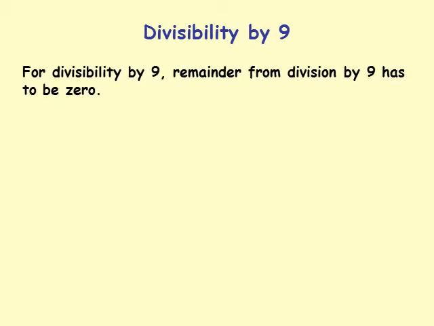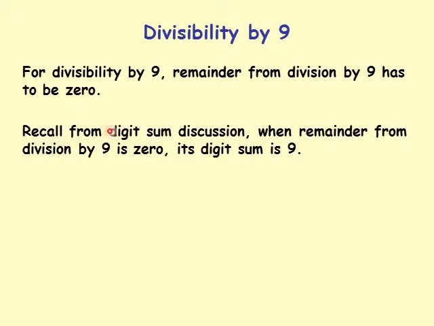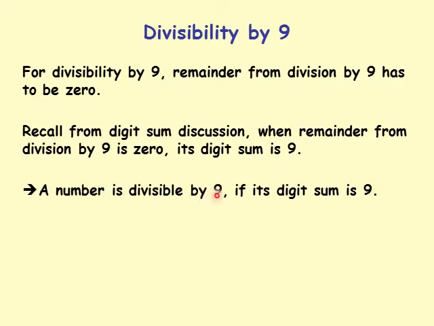Okay, now let's discuss divisibility by 9. For divisibility by 9, the remainder from division by 9 has to be 0. That means when we take away all the 9s we can, the leftover should be 0. Okay. Recall from the digit sum discussion, when the remainder from division by 9 is 0, the digit sum of that number is 9. Okay. Let's continue. A number is divisible by 9 if its digit sum is 9. So from this discussion here, we know that a number is divisible by 9 if its digit sum is 9.